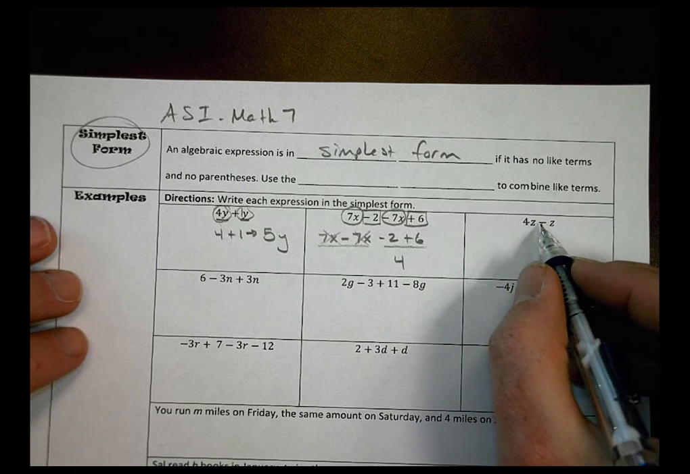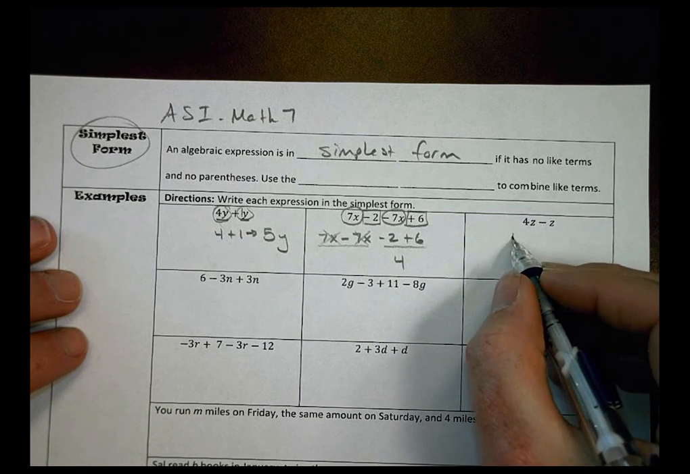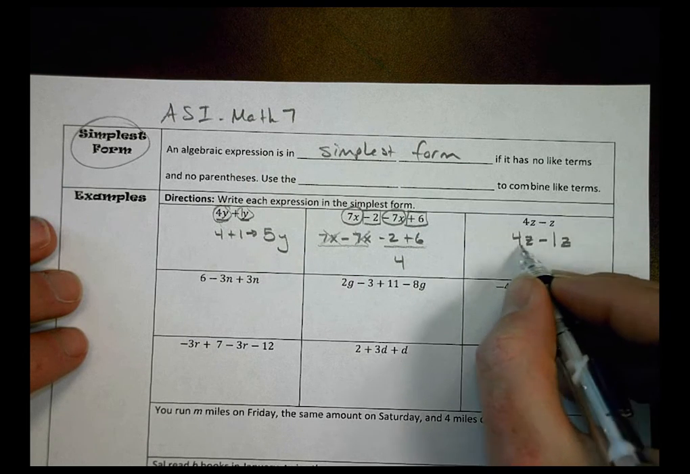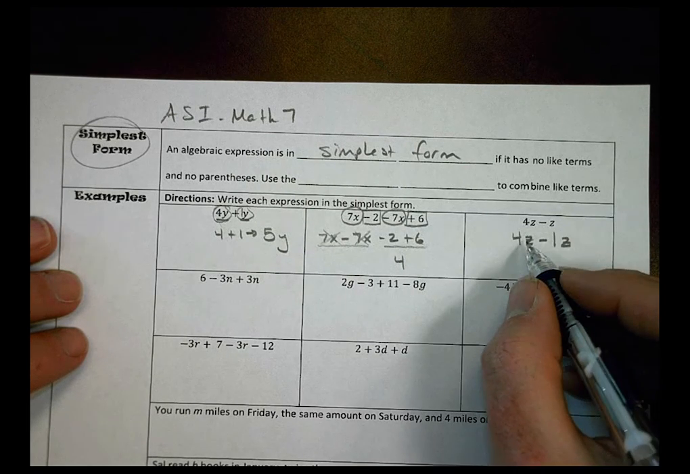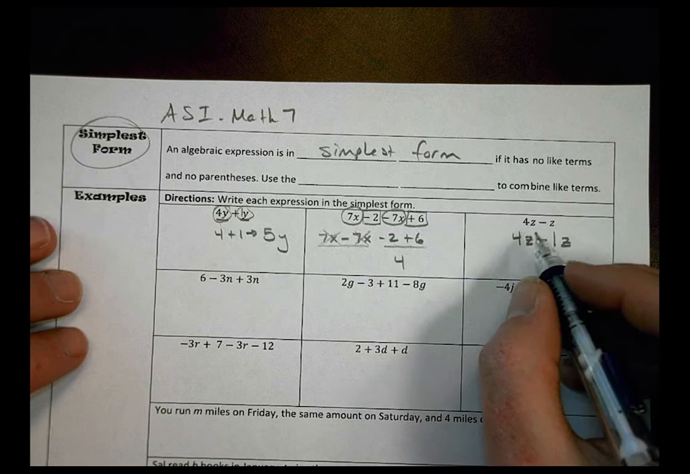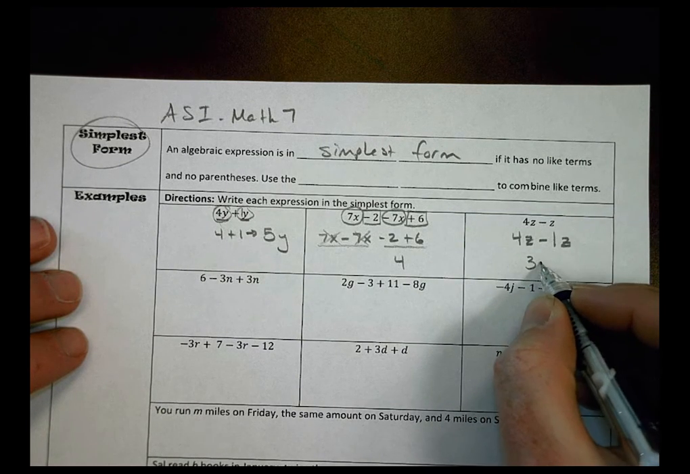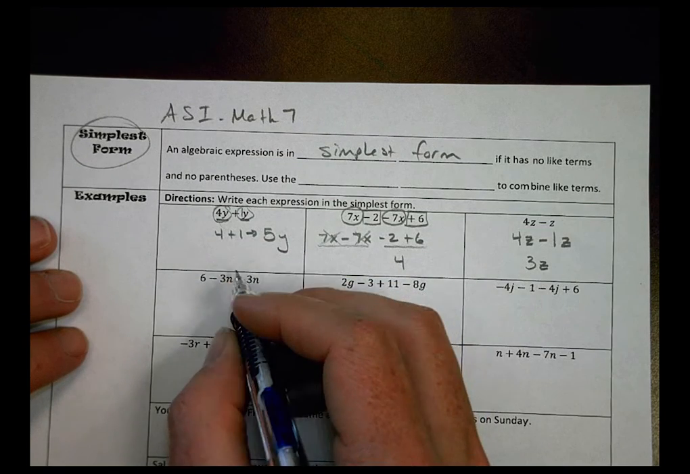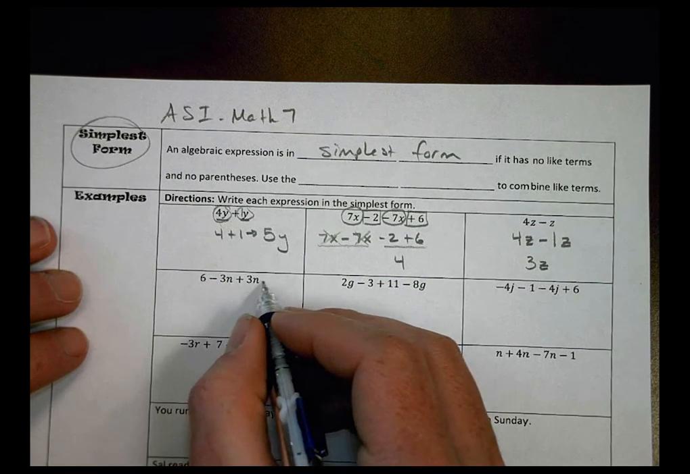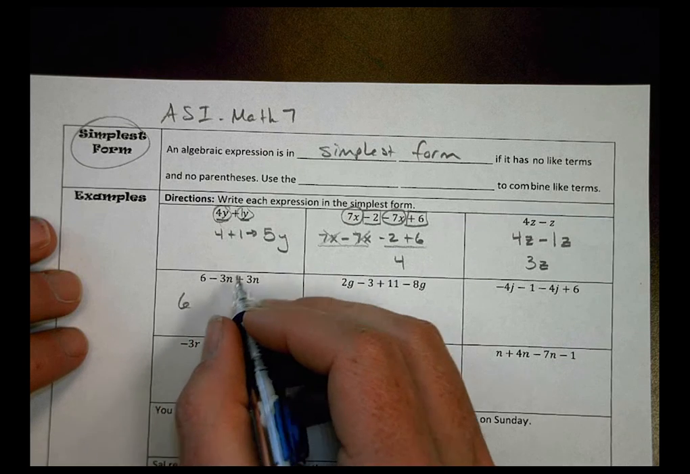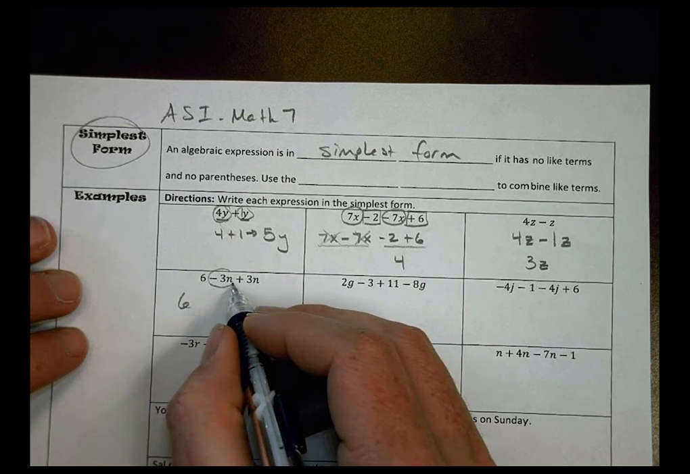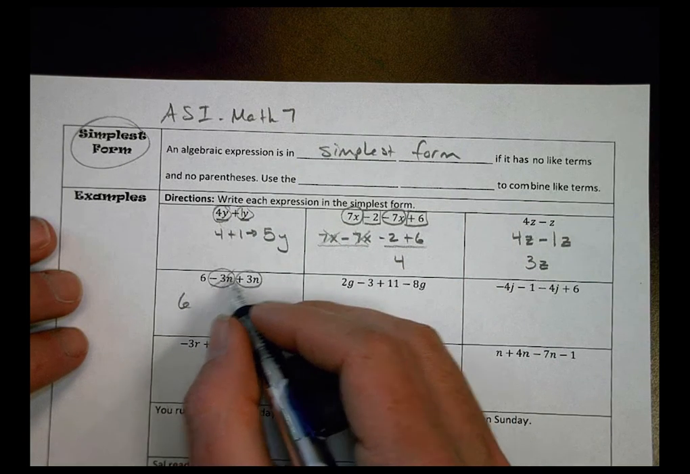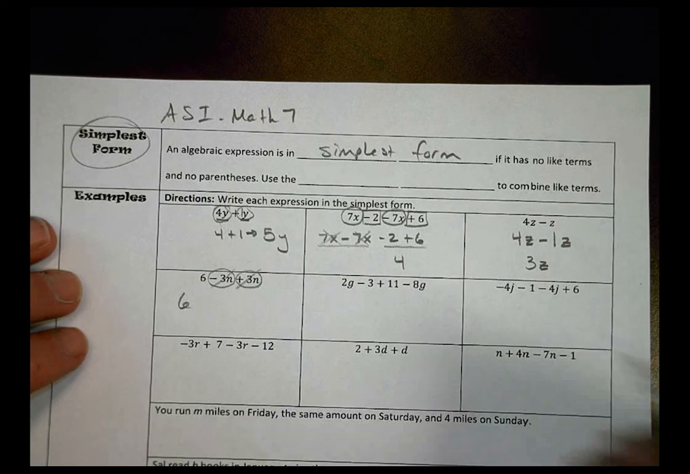On the next one, we have 4z minus z. Now this is really 4z minus 1z. Because they're the same variable, these are like terms and we can combine them. 4 minus 1 is 3, so we're going to say 3z. For this next row, we have a 6. There's no other constant, so 6 is going to stay as 6. But here we have a minus 3n and a plus 3n, which simply means they cancel each other out, and you're left with just 6.